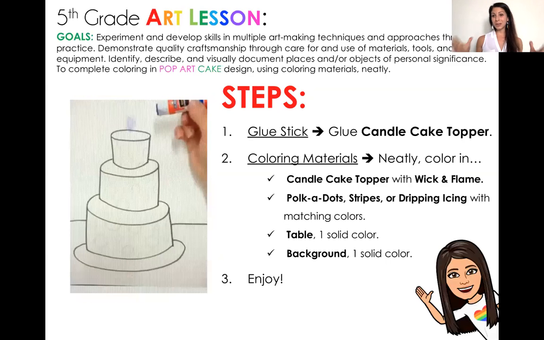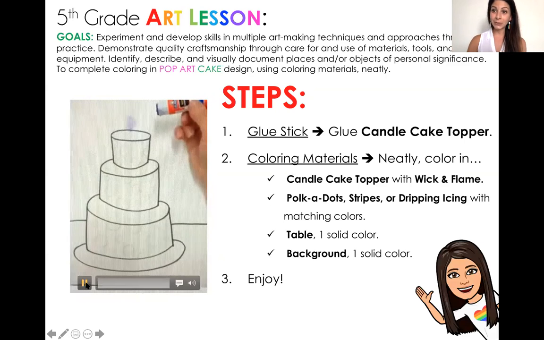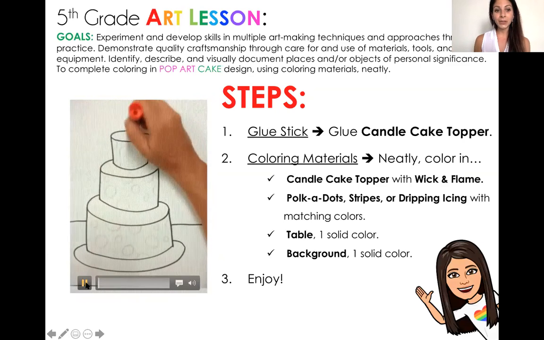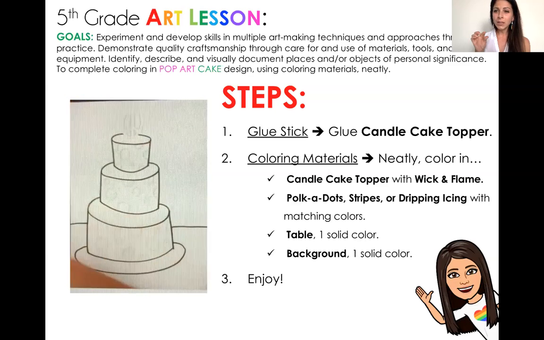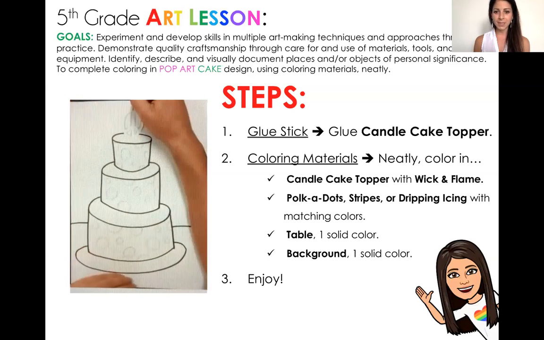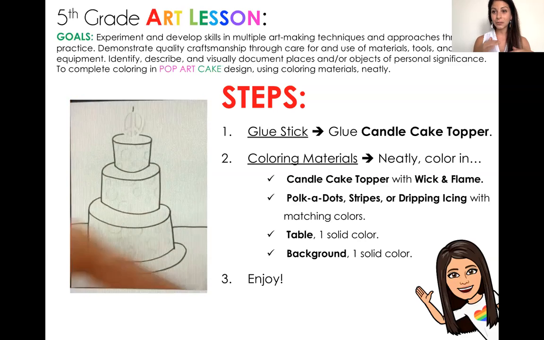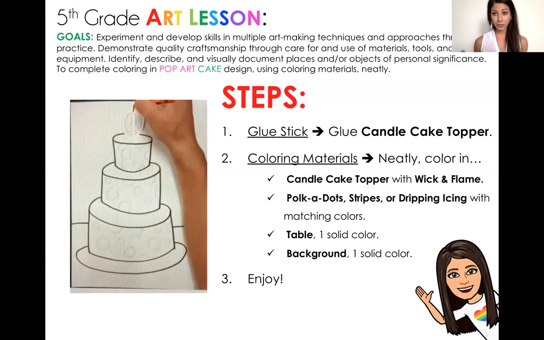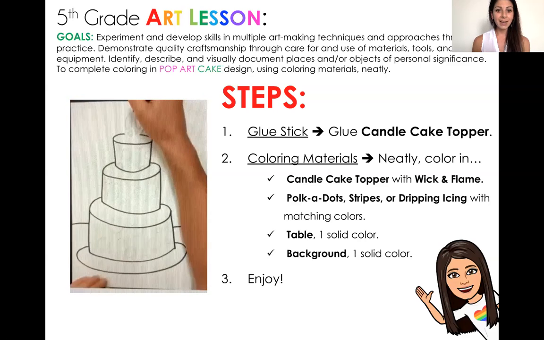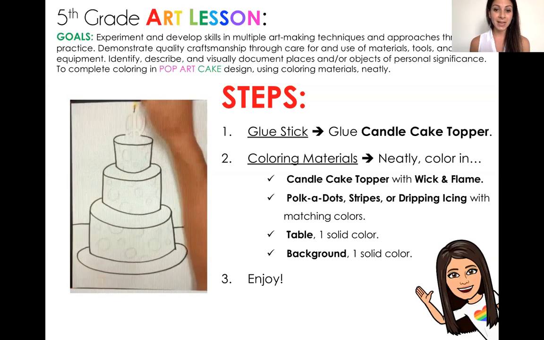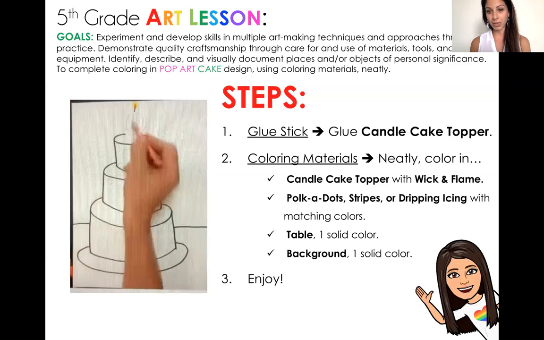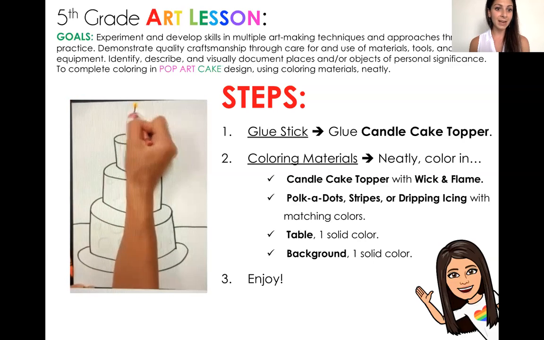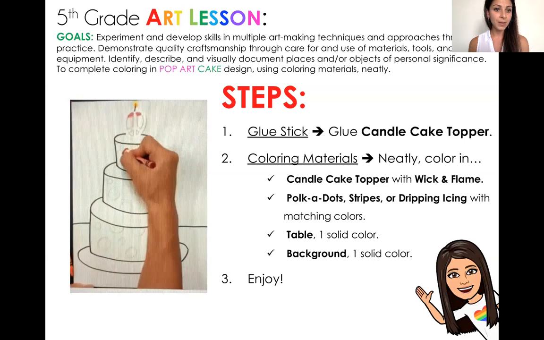All right, guys, so here's our second slide. We're going to take a glue stick and glue your cake topper right on the top there, as you can see. You might want to leave a little space on the tippy top to add your wick and your flame if you want to transform it into a candle. And then with your coloring materials, this is my favorite part because it makes the artwork truly come to life. You can go ahead and color in your cake topper.